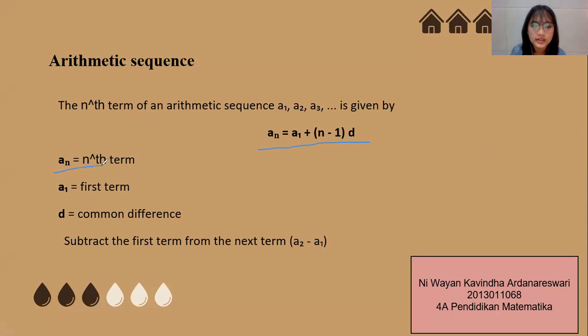So this a sub n is the nth term, or the term that we find for, and a sub 1 is 10 for the first term, right here, and d is the common difference. Or we can find the common difference by subtracting the first term from the next term, or a sub 2 minus a sub 1.